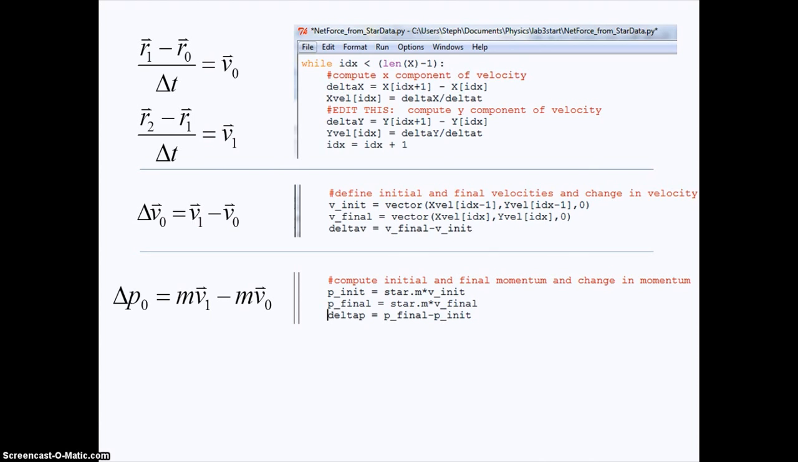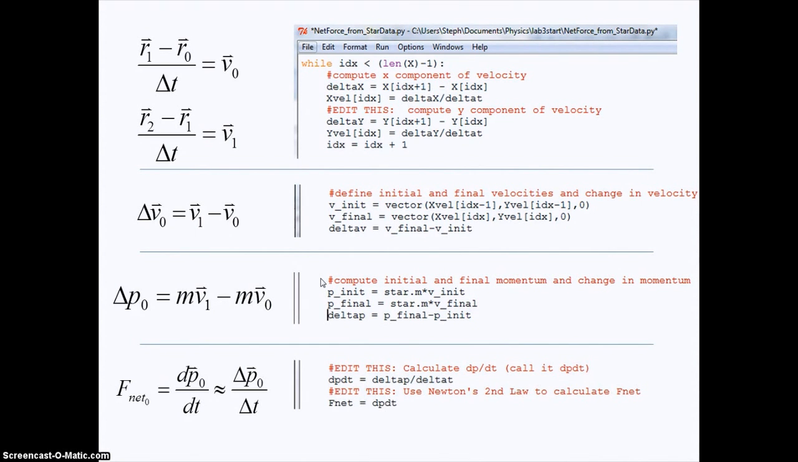We can calculate delta p sub 0 equals m v sub 1 minus m v sub 0, and so on for all of the time intervals. Up to this point, we have calculated the properties of the system using the definitions for velocity and momentum.